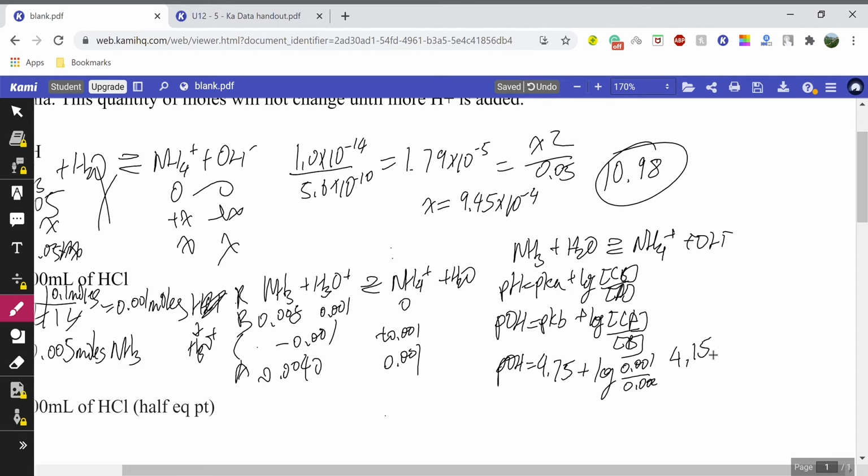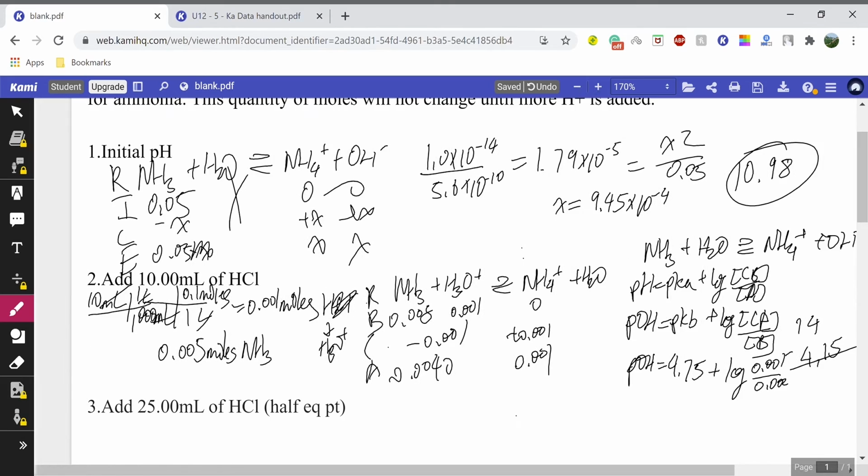4.15. And now this is pOH though, so 14 minus that, we're going to get an answer of 9.85. That is our pH.